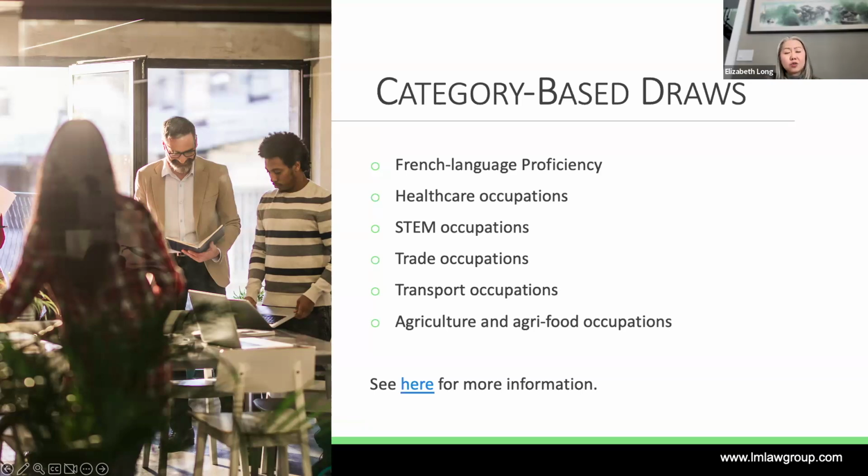Now, when they have the draws for these occupations, not everybody who falls under there can qualify. They still do look at the points, your score, but because the pool is much smaller, the score tends to be much lower than if they were going to do a general draw. Okay.